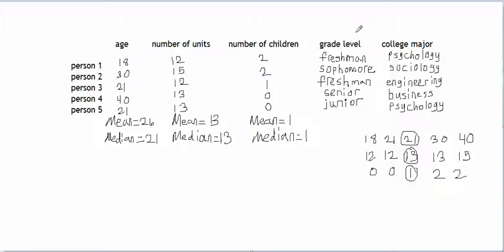Let's think about whether we can find the median of the grade levels. Grade level is an ordinal variable, so these 5 data values in here are a set of ordinal data. You actually can find the median of a set of ordinal data as long as you have an odd number of data values. Let's put these 5 grade levels in order from lowest to highest.